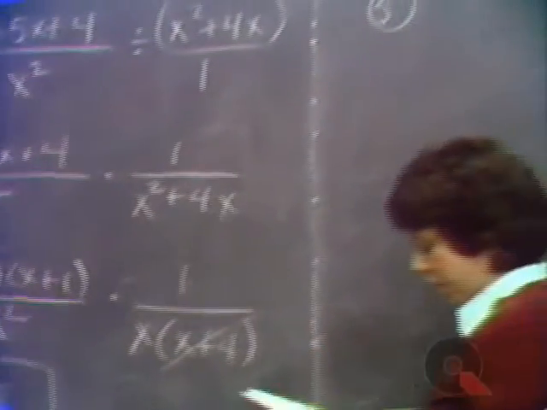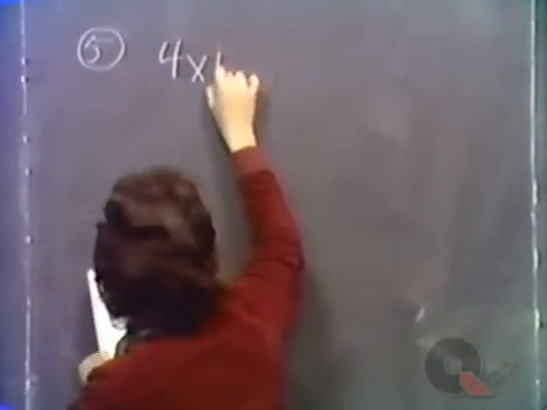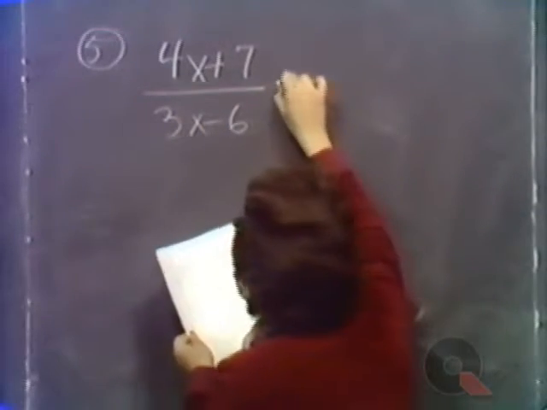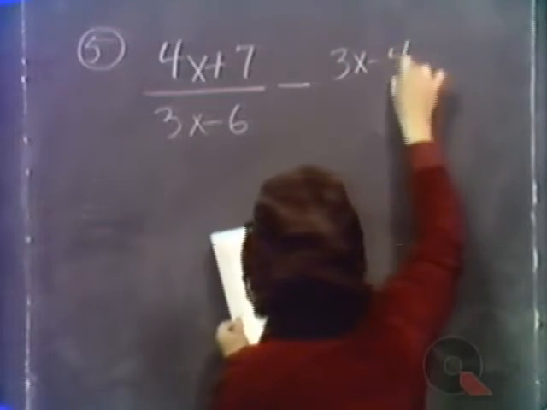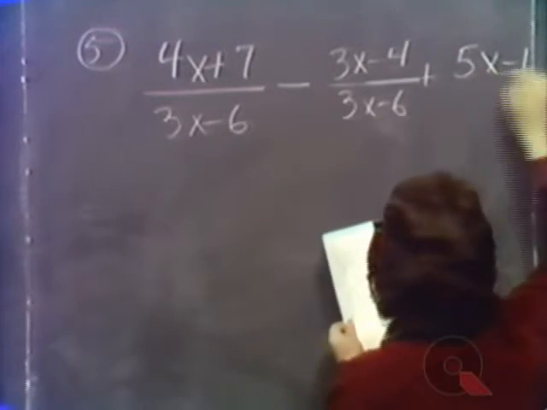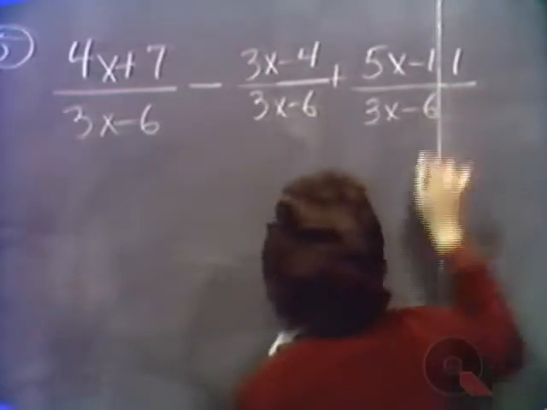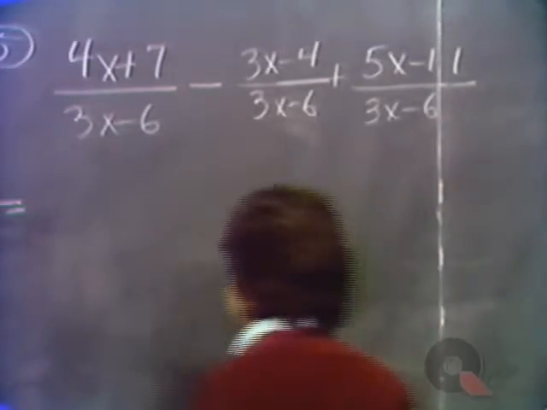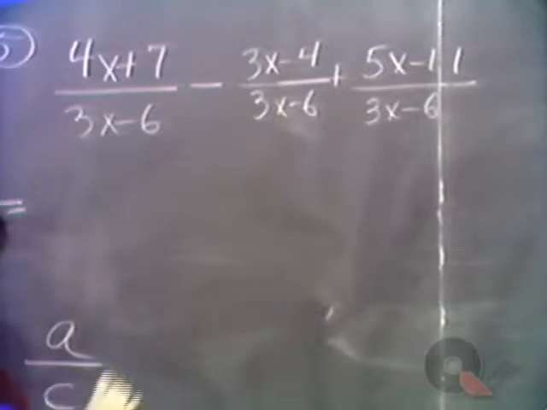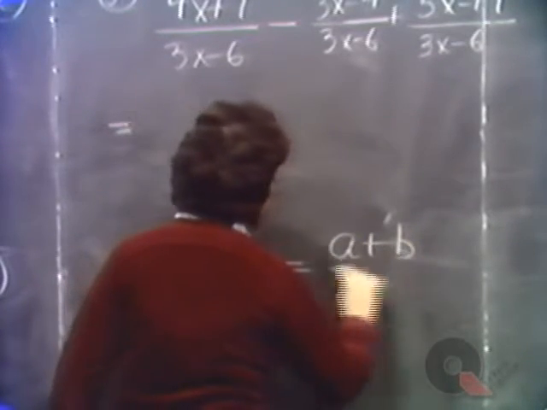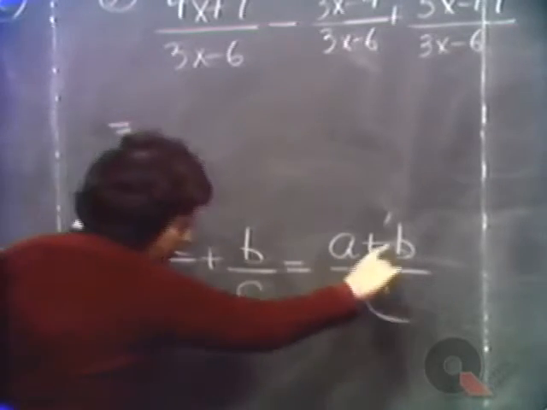In our fifth example, we're going to do some work on addition and subtraction of fractions. We have the problem 4x plus 7 over 3x minus 6, take away 3x minus 4 over 3x minus 6, and then add 5x minus 11 over 3x minus 6. Now the rule for addition and subtraction of fractions is, if you want to add two fractions that have the same denominator, you combine the numerators and place them over the common denominator. And subtraction is the same thing. You subtract, you put a minus on there.